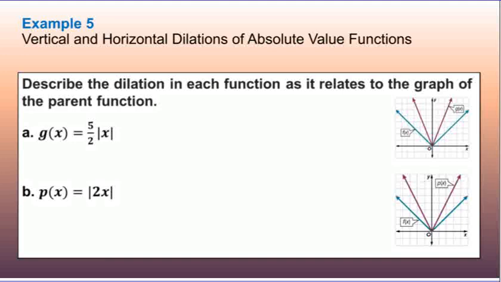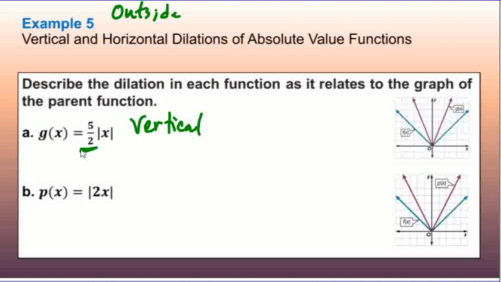Describe the dilation in each of the functions as it relates to the graph of the parent function. So here they're showing us the graph. But if I look at the equation, 5/2 is on the outside. So that means this is a vertical dilation. Just keep in mind when it's outside, this is vertical. When it's on the inside, then it's horizontal.